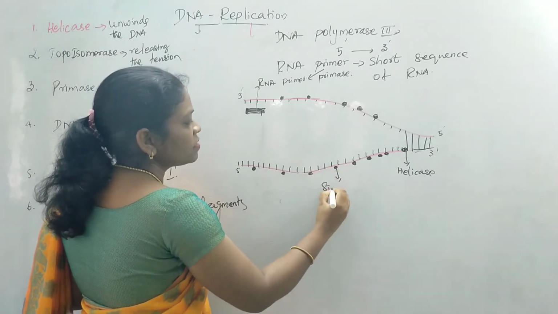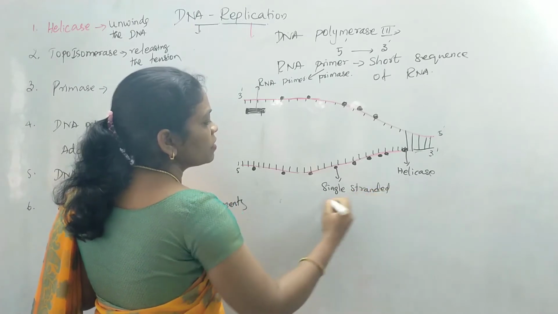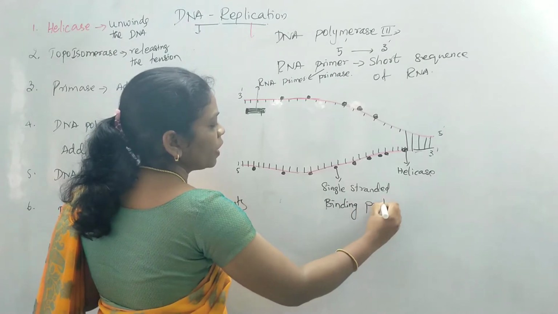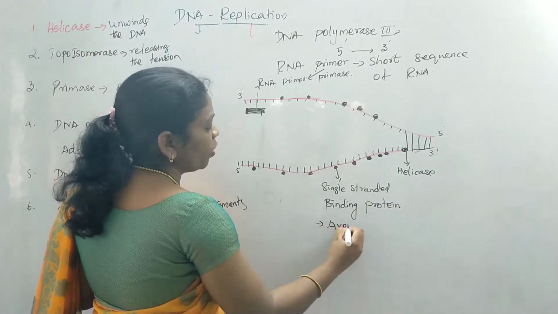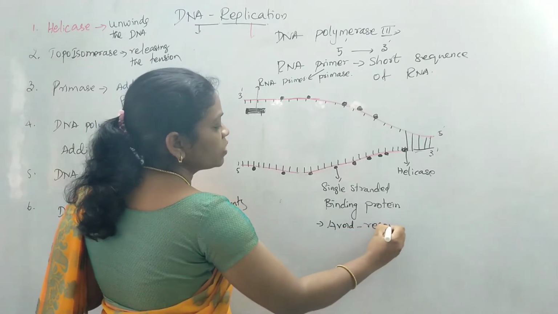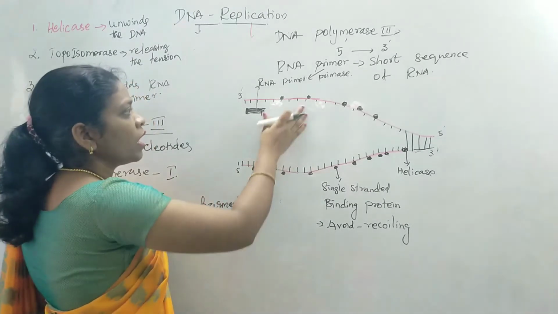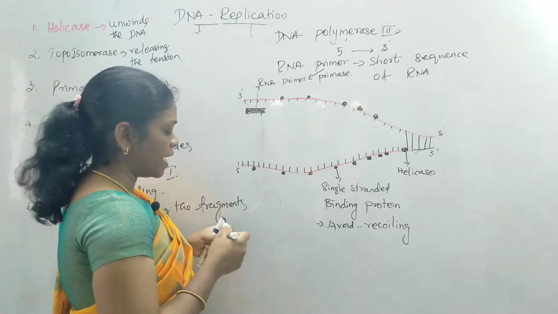These proteins will help in holding the DNA strands apart. This is known as single stranded binding protein. The single stranded binding protein will avoid the recoiling of DNA during the replication process. They will hold the strands in a perfect way where they cannot go and recoil with the other strand. So the RNA primer is added here.